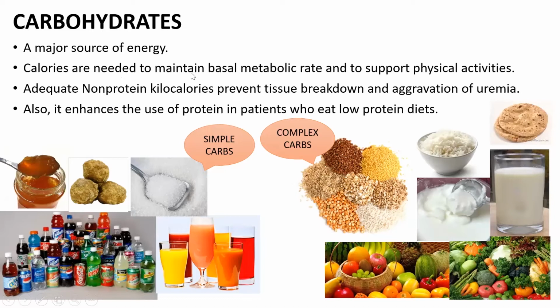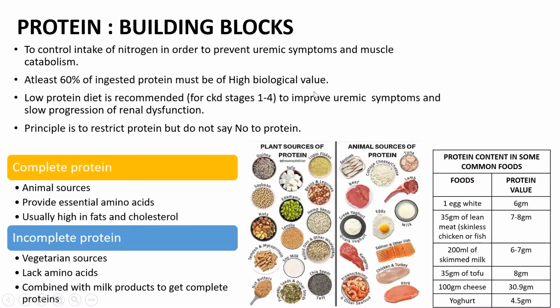Calories are needed to maintain basal metabolic rate and to support physical activities. Adequate non-protein kilocalories prevent tissue breakdown and aggravation of uremia. Also, it enhances the use of protein in patients who eat low protein diets. Carbohydrates are of two types, simple carbs and complex carbs. Here you can see those in pictures. I'm not going to read those out.